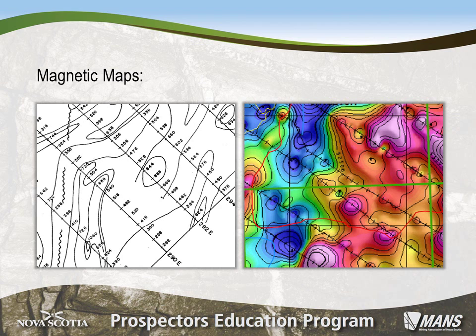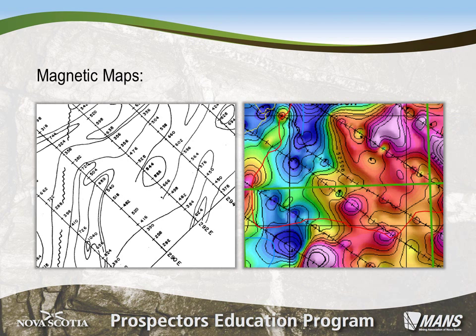Magnetic maps show the localized variation in the Earth's magnetic field associated with higher concentrations of magnetic minerals that may be associated with economically significant mineralization. The map on the left shows a portion of a black line contour map from an older magnetic survey. You can see the survey lines, reading locations and values in addition to the contours.